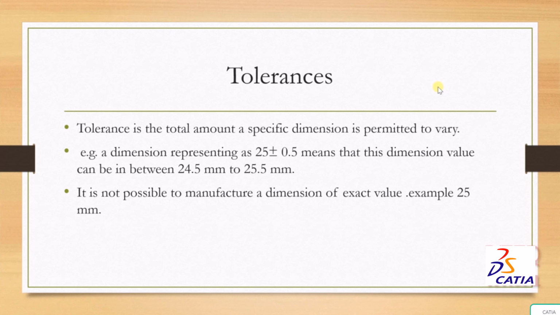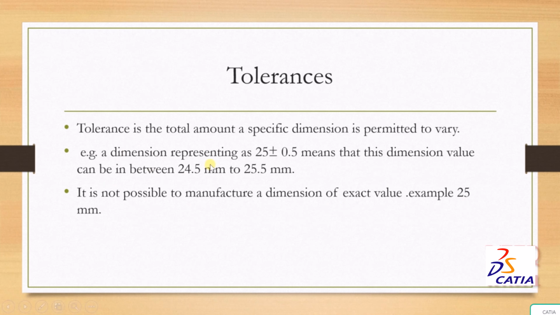Hello friends, in this video we will learn how to insert tolerances into the dimensions. So before inserting the tolerances, we need to know what tolerances are. So tolerance is the total amount a specific dimension is permitted to vary. For example, we want to manufacture anything of dimension 25, but in general it is not possible to manufacture a dimension of exact value. For example, let's say we want a dimension of 25.